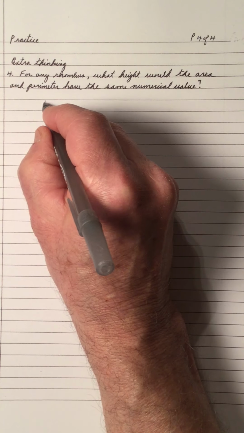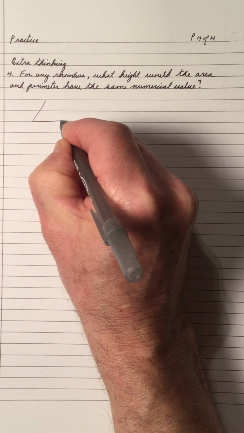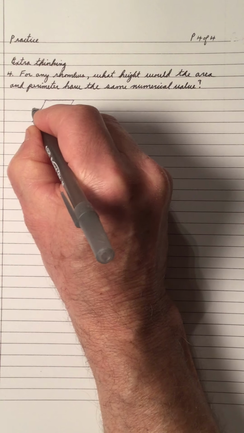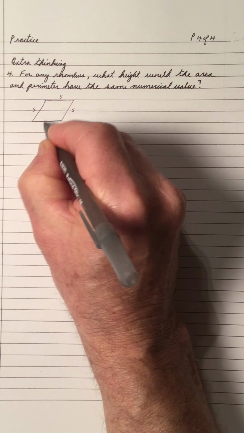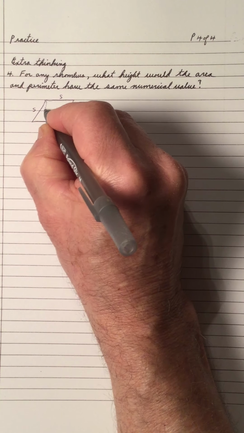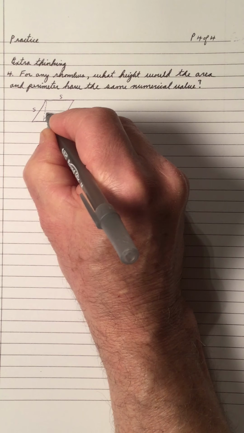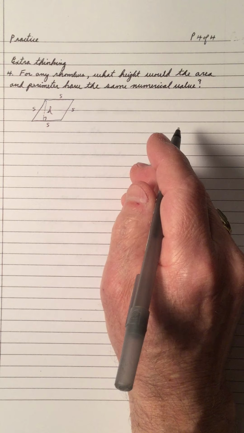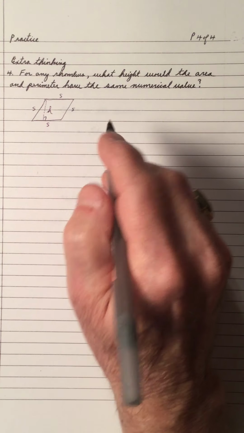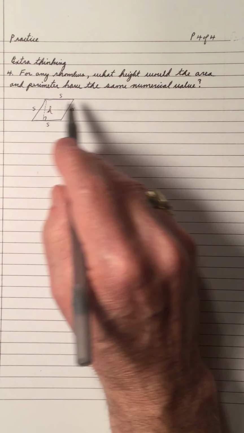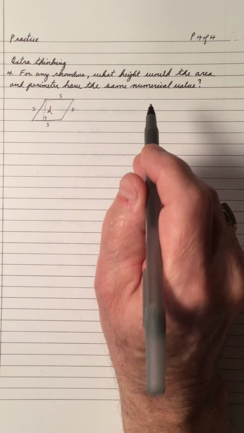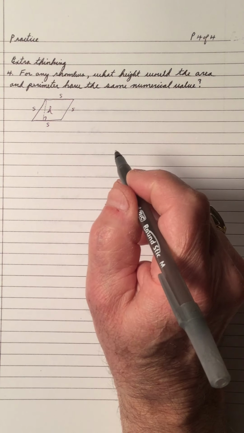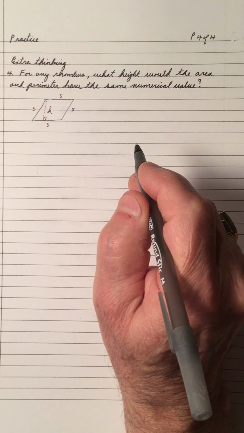For a rhombus, so here's a rhombus which has 4 sides equal. And we have S and an S and an S and an S. And we have a height. It's the perpendicular distance between the two parallel lines. So what we're saying is that for any rhombus, no matter what the sides are, what height would the area and the perimeter have the same numerical value, even though area is square and perimeter is just a straight unit. We're talking about the numerical values.